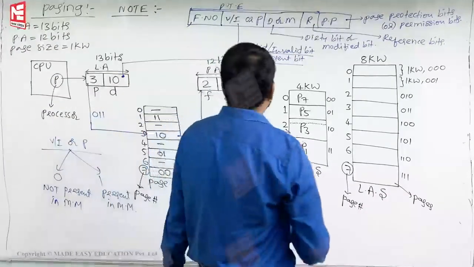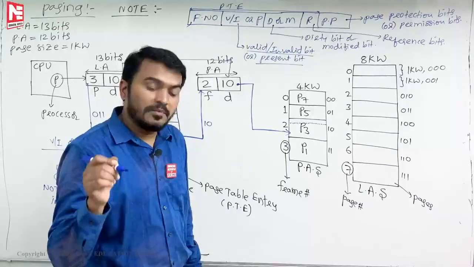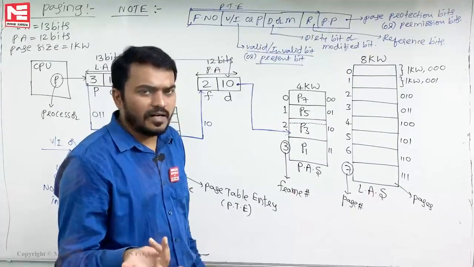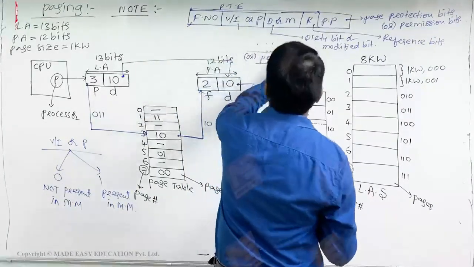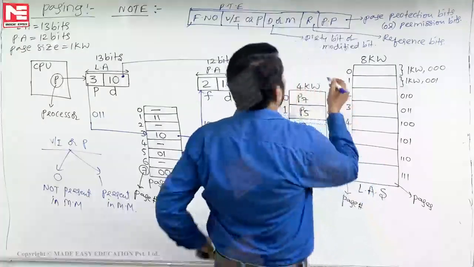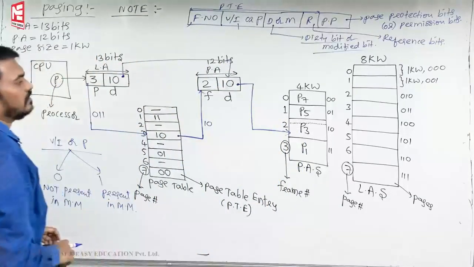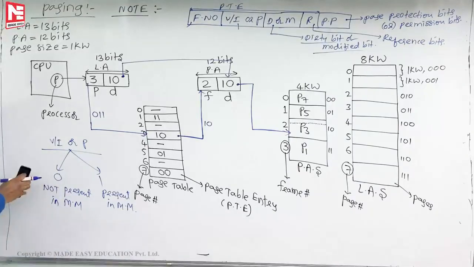Next, okay, that is about valid invalid bit. Is that clear? That is used to identify whether page is available or not available in the main memory. अगर वो 0 है तो not available, 1 है तो available. Okay, that's the meaning of this. Next is dirty bit or modified bit. So keep the heading dirty bit or modified bit. Continuation में लिखो dirty bit or modified bit.